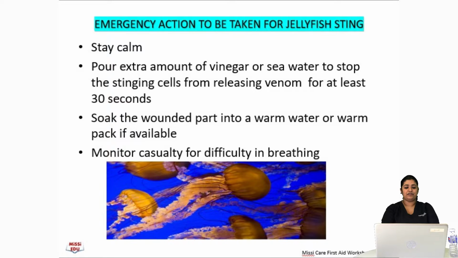For the next slide, let's look at emergency actions to be taken for a jellyfish sting. Stay calm, pour vinegar or seawater to stop the sting cells from releasing venom for at least 30 seconds. Soak the wounded part in warm water or a warm pack if available. Monitor the casualty for difficulty in breathing.